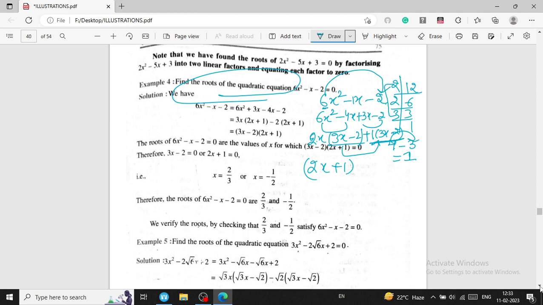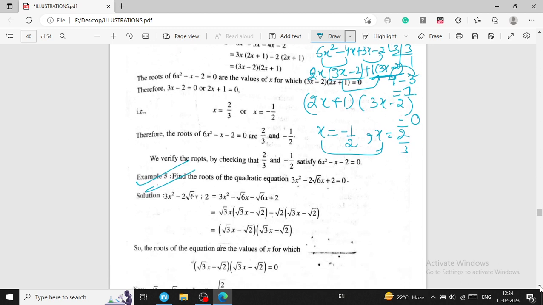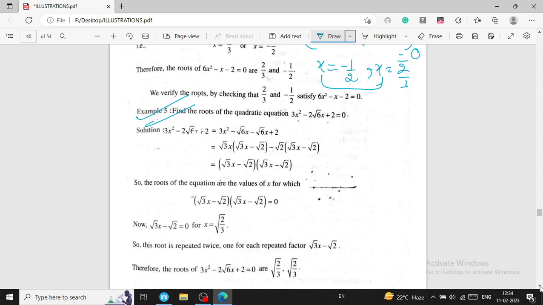Now 2x plus 1 will be taken in one bracket, and 3x minus 2 will be taken in another bracket, and each is set equal to 0, so that you can find the x value. x is equal to minus 1 by 2 and x is equal to 2 by 3. These two values which we found are the roots of the equation 6x square minus x minus 2 is equal to 0.